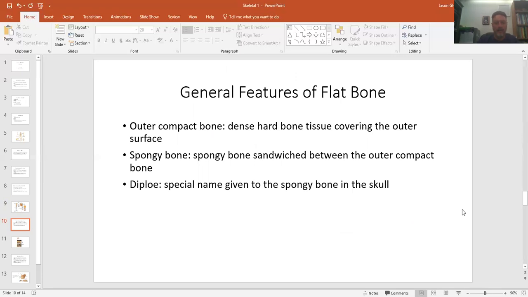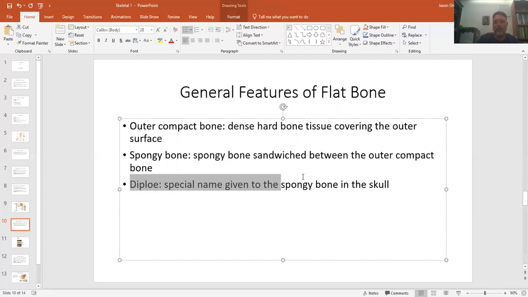Again, for the flat bones, the outer side is going to be hard. You're going to have the tissue covering it, the periosteum. You're going to have the spongy bone on the inside. And again, this is in every bone. Diplo is the special name for spongy bone in the skull. They're the same thing, but this is a special term.